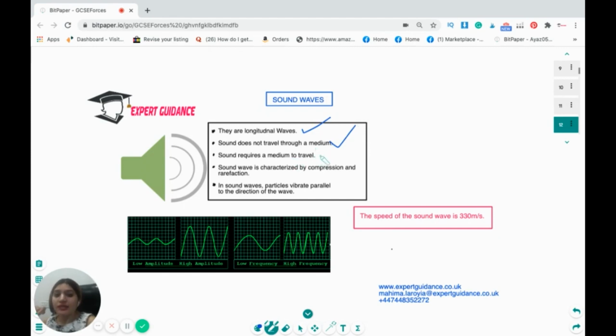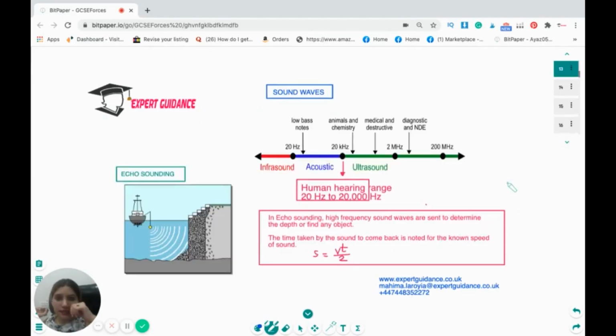It requires a medium to travel. Sound waves are characterized by compression and rarefaction. In sound waves, the particles vibrate parallel to the direction of the wave. Now, if you see, this is a low amplitude. This is a high amplitude. This one, the waves are very less. So this is a low frequency wave, and this is a high frequency wave. And the speed of the sound wave is 330 meters per second.